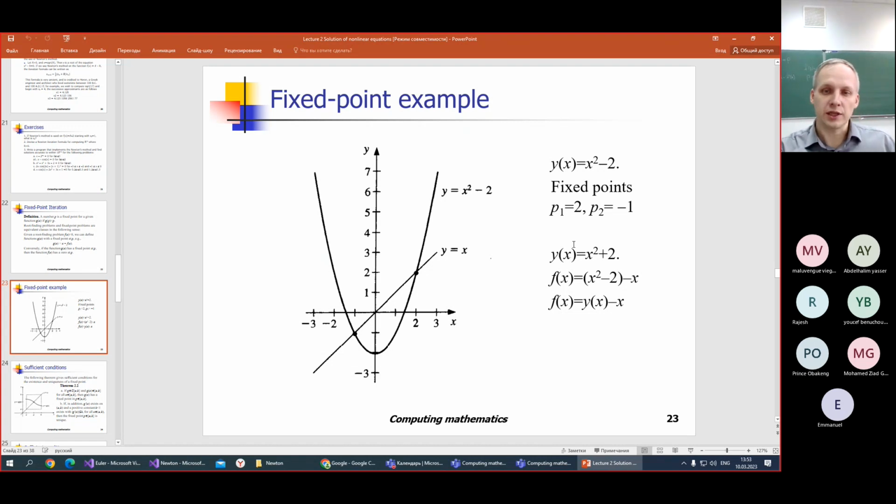How to reformulate it as a root finding problem is very simple. We can write f of x equals x squared minus 2 minus x, and f of x equals y of x minus x.